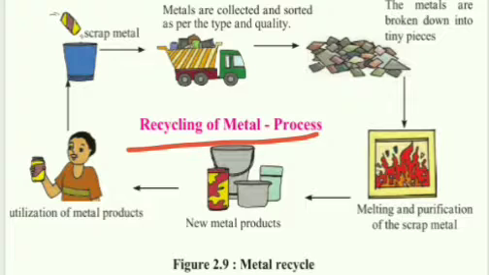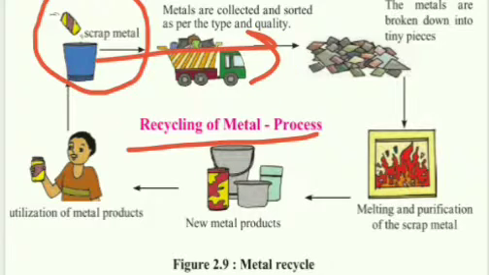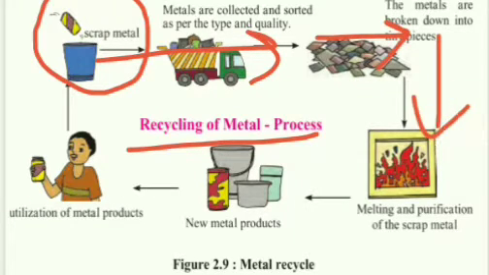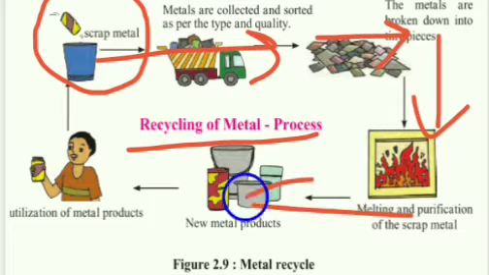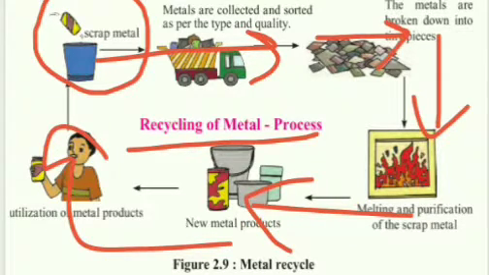Here is the process of recycling of metals. In recycling of the metals, the first step is that scrap metal is collected and sent to the sorting unit. In the sorting unit, the metals are sorted as per the types and quality. After sorting, the metals are broken down into small pieces. After this, these small pieces are melted. So melting and purification of scrap metal is a very important process in recycling of metals. After melting and purification, new metal products are made, which are then sent to the market. So this is how metals are recycled.